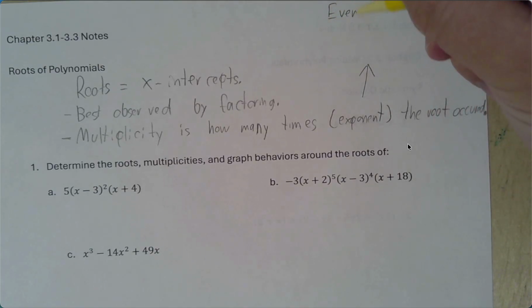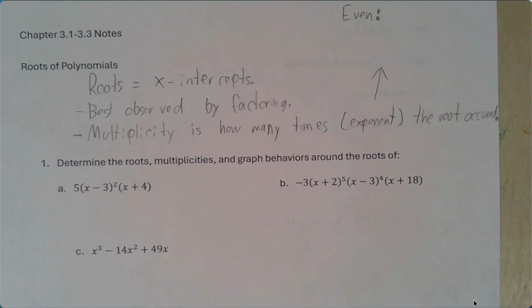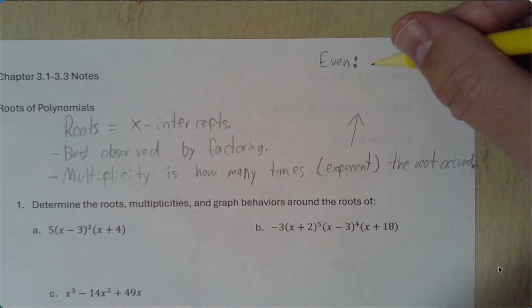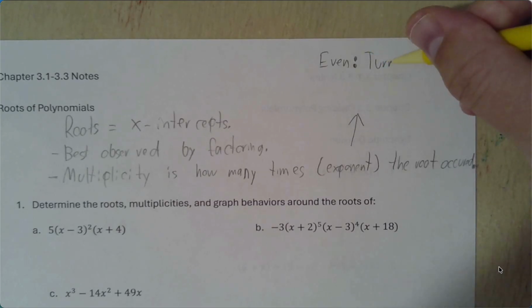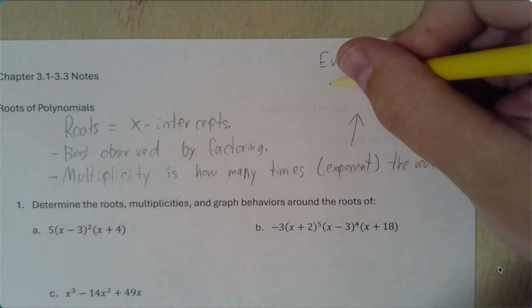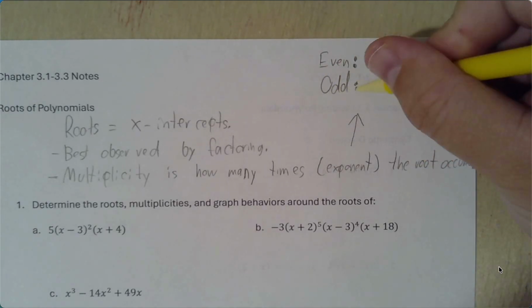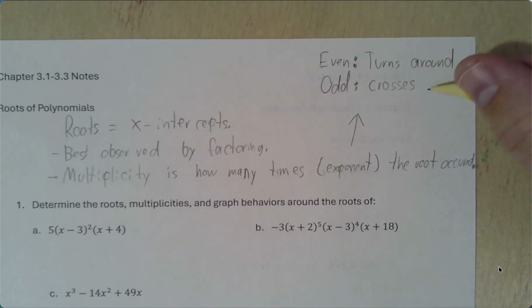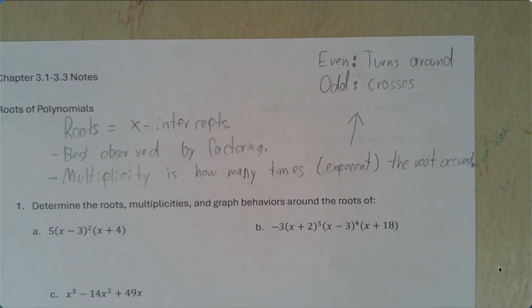Once again, even and odd means something. Even, let's see here. I forget the way the book phrased it. Let me pull it up just so it's easier for us. All right. So for even, the way your book phrases it is it turns around. I used to refer to it as bouncing off. And odd, I used to refer to as passes through, but we'll say crosses. Now, specifically, crosses the x-axis or turns around at the x-axis.